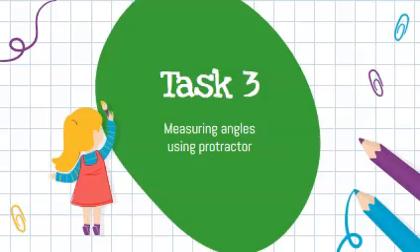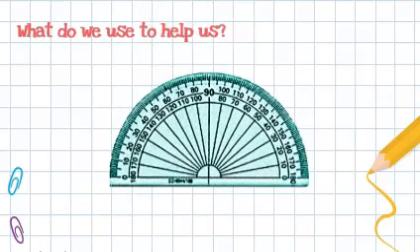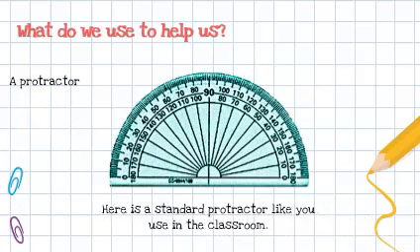Now let us start with the third task, which is measuring angles using a protractor. So hold on to your protractors and let us start learning how to measure angles. What do we use to help us measure angles? It's a protractor. So this is the shape of the protractor, and here's the standard protractor that you have to use in your homework at home or in the classroom.